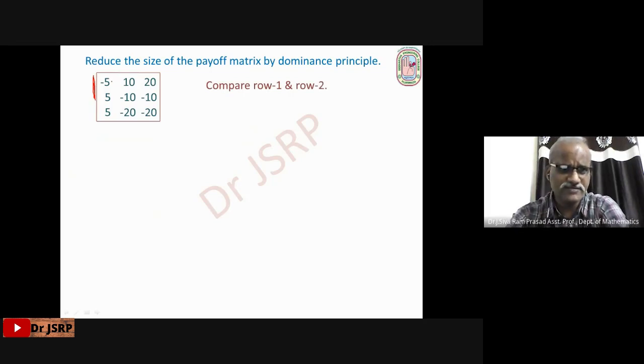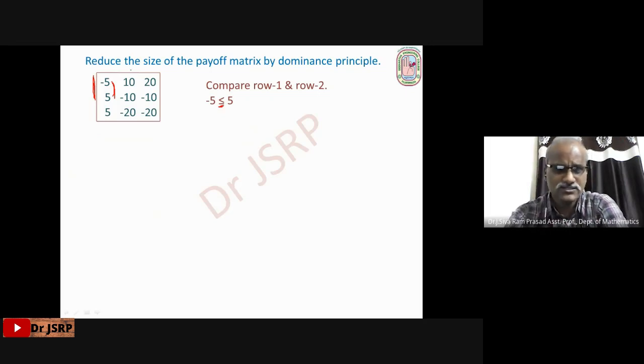So first row element is minus 5, second row element is 5. What is the relation between these two? Minus 5 is less than or equal to 5. Here you can have any sign, either greater than or equal or less than or equal, but the same inequality should be maintained throughout the comparison, whether it is less than or equal to or greater than or equal to.